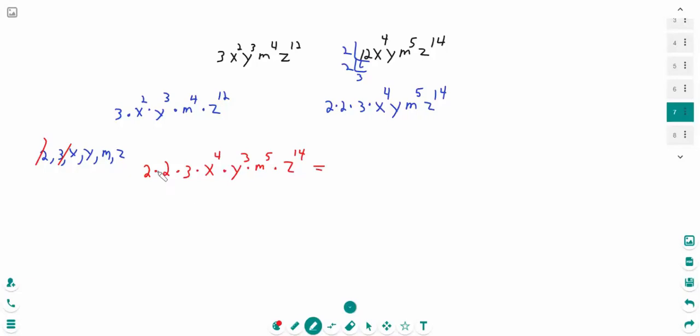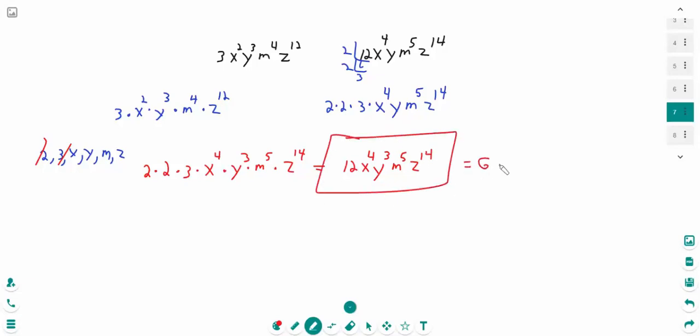And now I'm ready to multiply. 2 times 2 is 4 times 3 is 12. And we end up with 12x to the 4th, y to the 3rd, m to the 5th, z to the 14th. That is going to be my greatest common multiple.